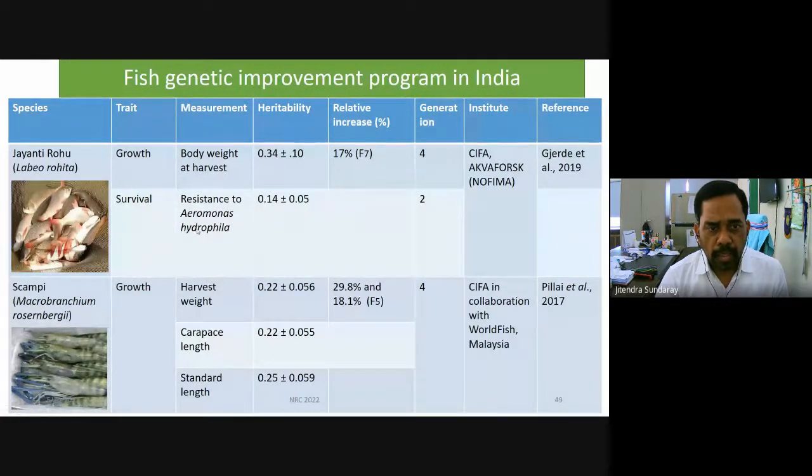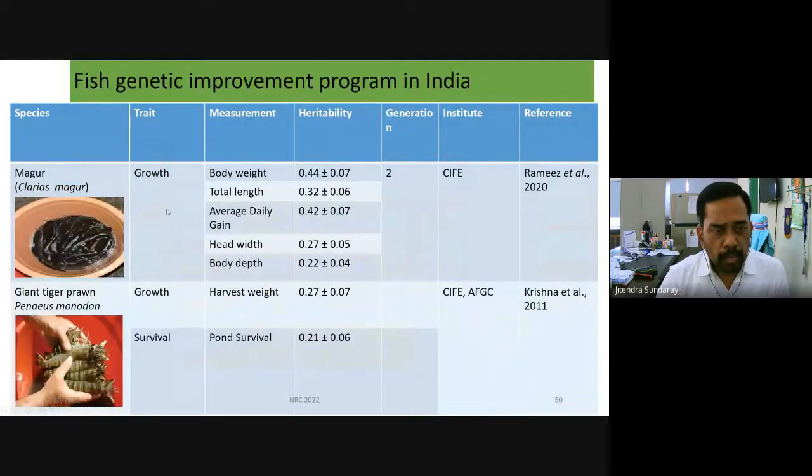I just want to tell you, we have taken one additional trait, survival against Aeromonas hydrophila. Body weight I already talked about. Scampi also has harvest weight, carcass length, and standard length. These are the parameters. But the point is, we have traits like growth and survival. And if you look at Magur, CIP has taken over. They are exclusively working on growth. And the tiger prawn, again, it was from CIP and SIPA could not be successful.